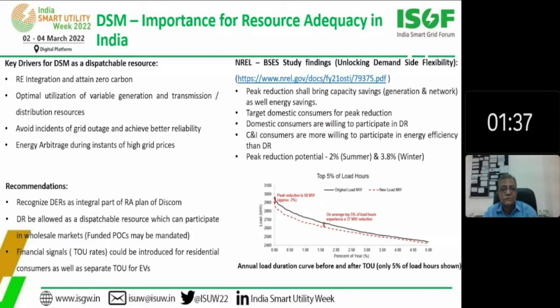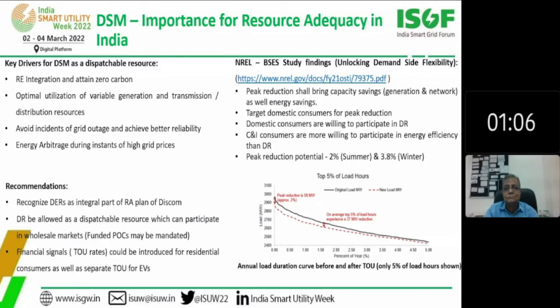There are periods in a day where the prices on the exchanges are very, very high, in the real-time market or even the day-ahead market. At that point in time, demand response can be dispatched. Together, it can help shape the demand. If you help shape the demand, that means you are trying to bring the demand curve or load curve very close to the RE generation curve. It makes commercial sense as well as technical sense. Now, there was some study done by NREL for BACS some time back.